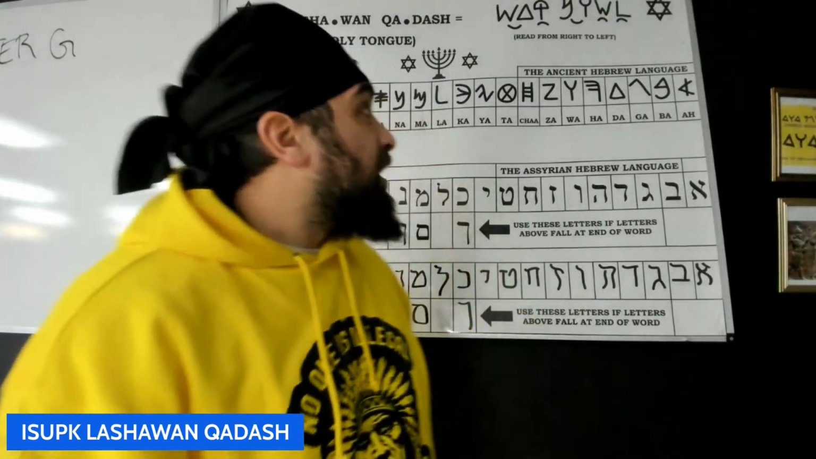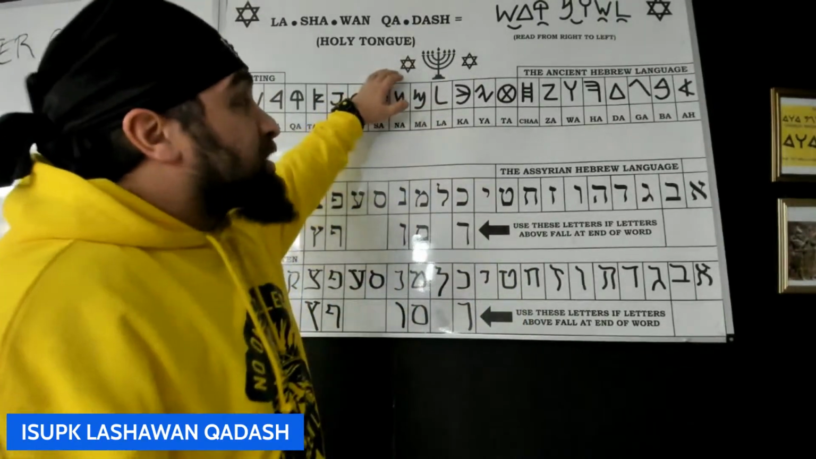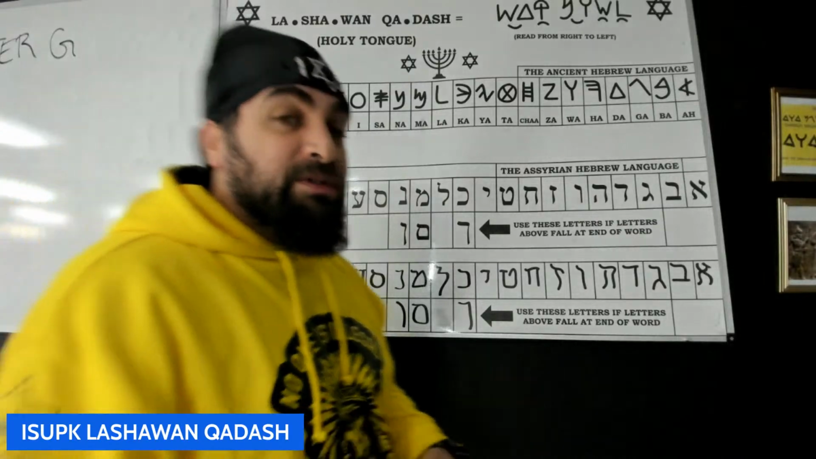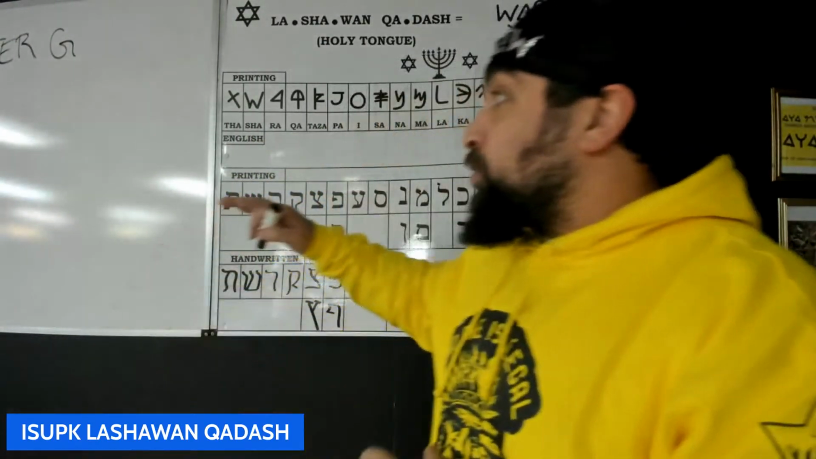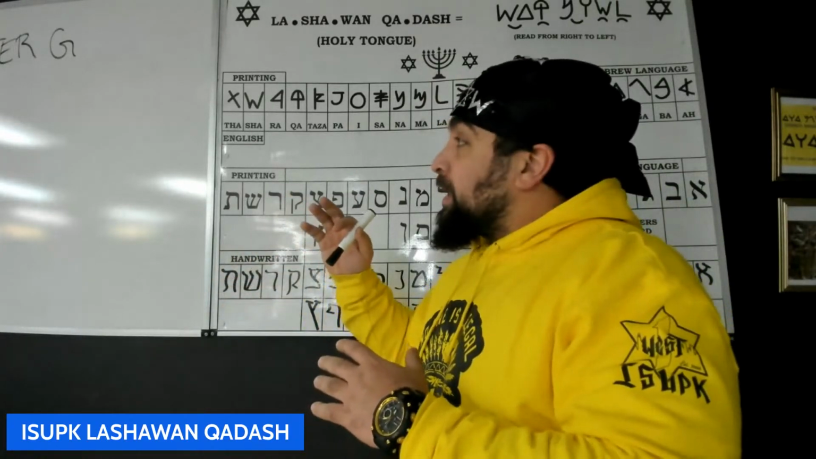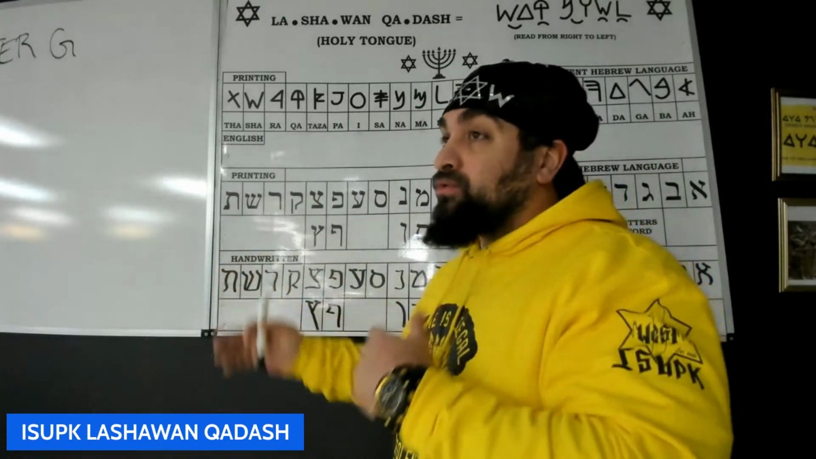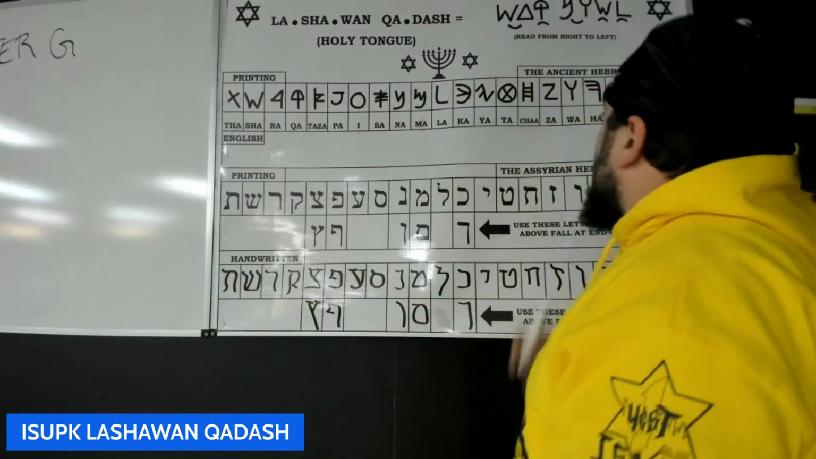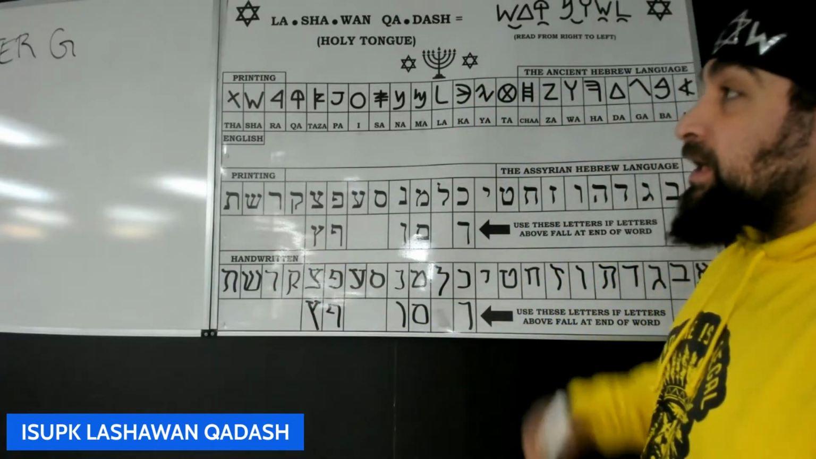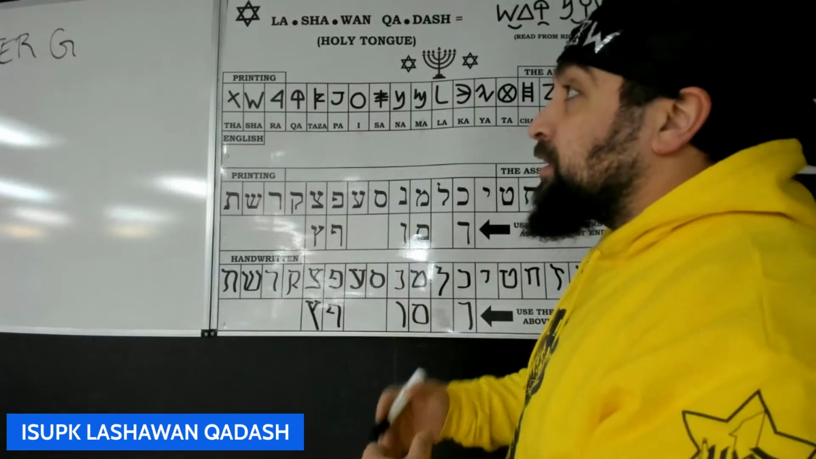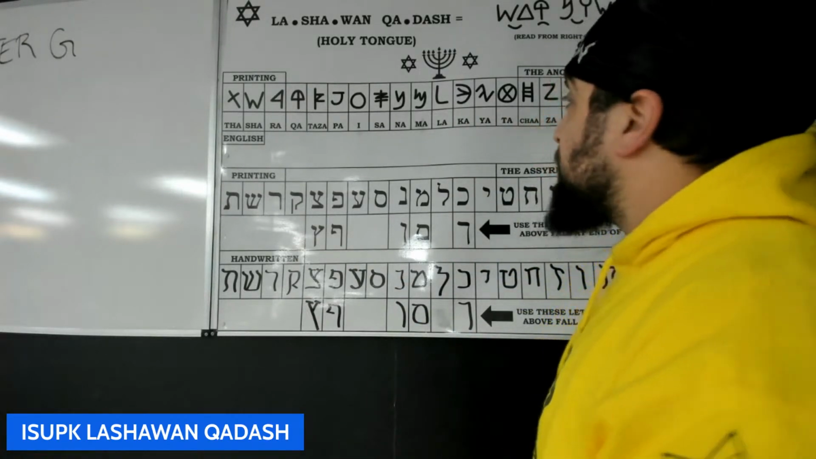This is the Chicago Lashawan Qadash class, which is the Holy Tongue. Before we get into the rest of the letters from last week, we weren't able to see the proper letters and the spellings on the board, so I'm going to try to go over that again. But before we do that, we're going to go over the alphabet real quick, and then we'll knock out some words from last week, including a couple of extra words from this week.